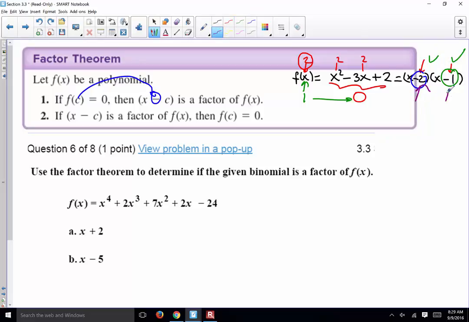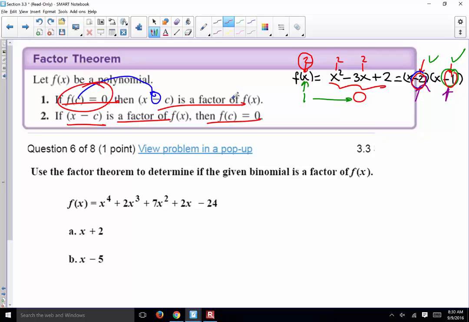If you know the factors, x minus 2 and x minus 1, if you want to find out the 0 maker, all you need to do is take the opposite of these numbers. 2 and 1 are 0 makers. If x minus c is a factor, then it's a 0 maker. If you have a 0 maker, then it's a factor. So zeros and factors are pretty much the same thing.